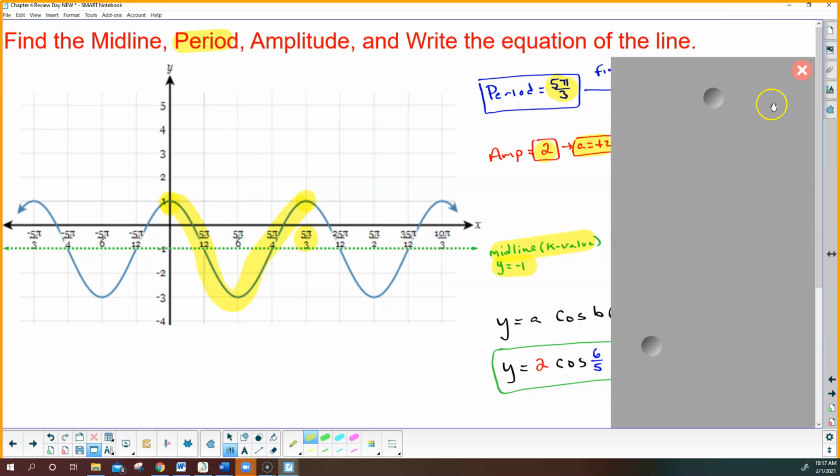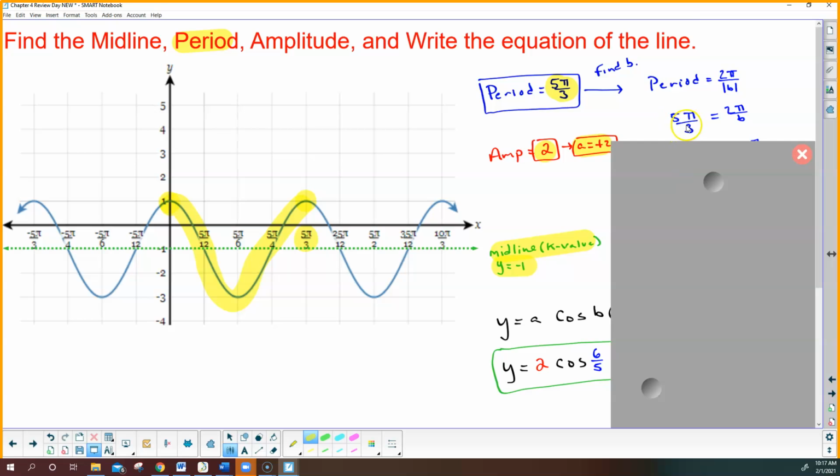To write the equation, I need a, b, h, and k. So let me show you what I did here. I took the fact that I knew the period was 5 pi over 3, and said that's what the period is equal to. So 5 pi over 3 is equal to 2 pi over b. Since they're positive, the absolute value sign goes away. Then if I cross multiply, I get 5 pi times b equals 6 pi. Divide both sides by 5 pi. The pi's reduce out.